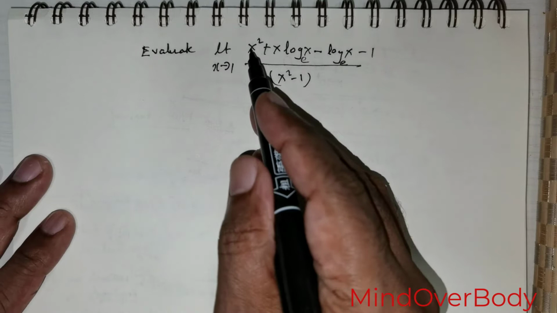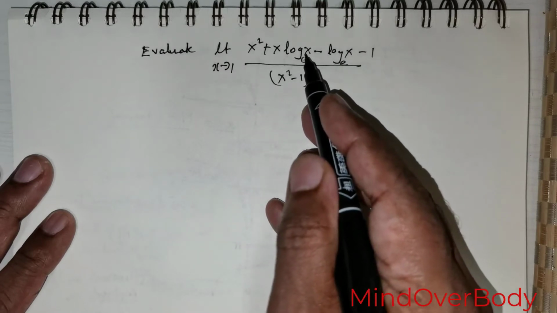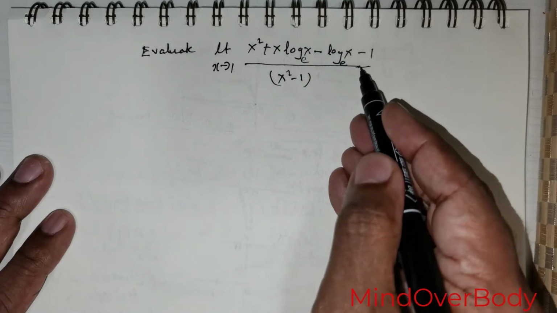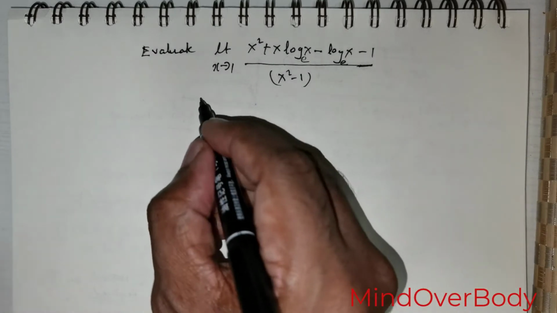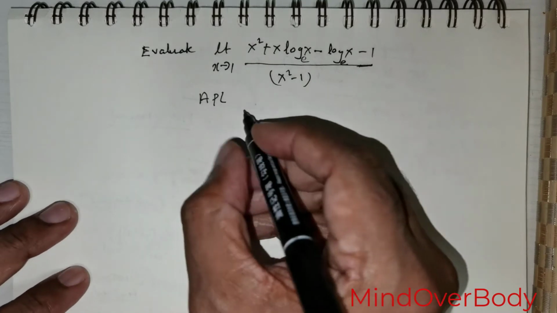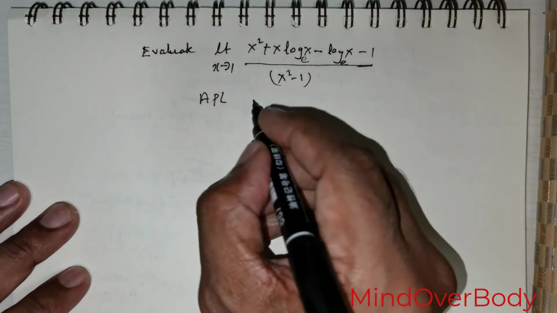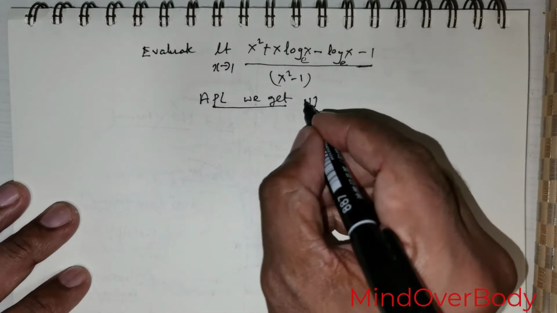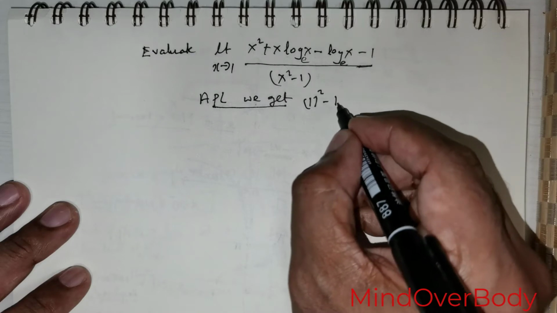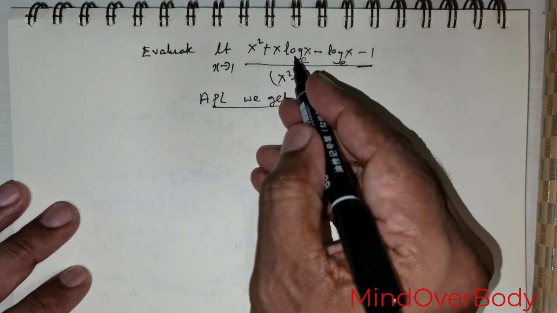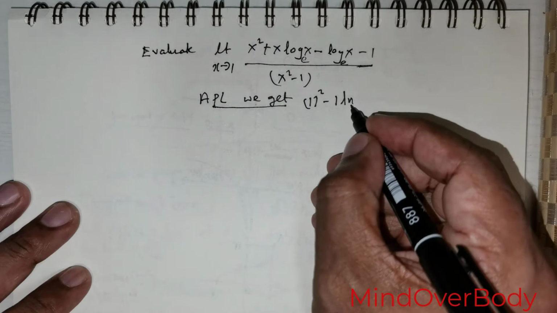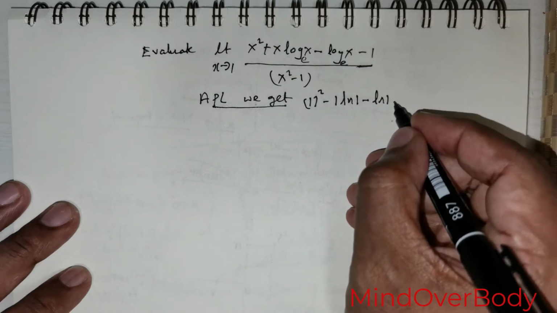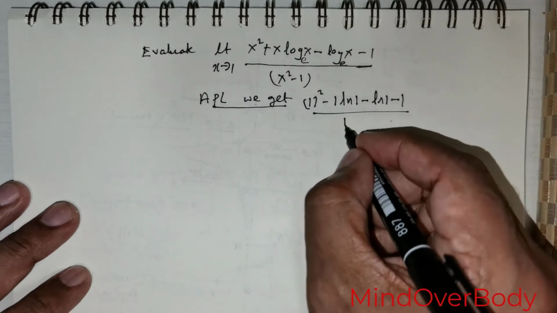Limit as x extends to 1 of (x squared plus x times log x to the base e, minus log x to the base e, minus 1) divided by (x squared minus 1). So foremost, what we have to do is apply the limits. So applying limits, you have to write the statement. This is going to be 1 squared minus 1 times, this is log x to the base e, so I prefer writing it as ln. So ln 1 minus ln 1 minus 1, divided by 1 minus 1.